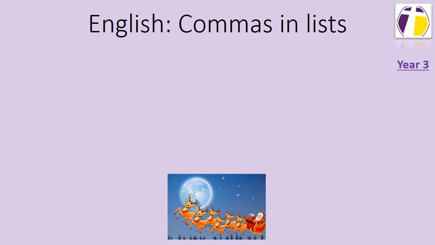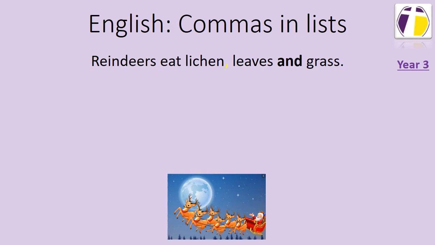In our writing, we use lots of commas in lists for lots of different reasons. Let's look at how we do this. Reindeers eat lots of different things. In this sentence, I've listed 3 things that reindeers eat. Because it's a list, I need to separate the things in the list using commas and an and.